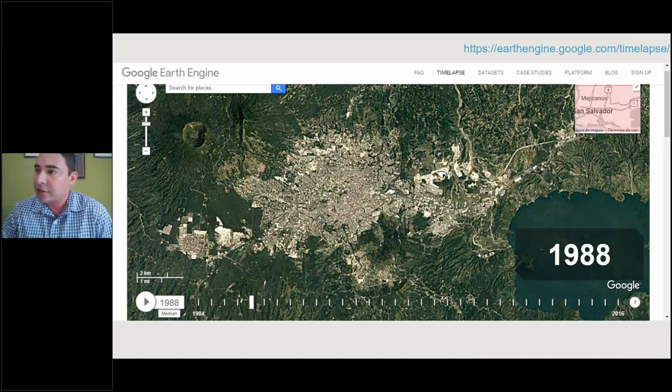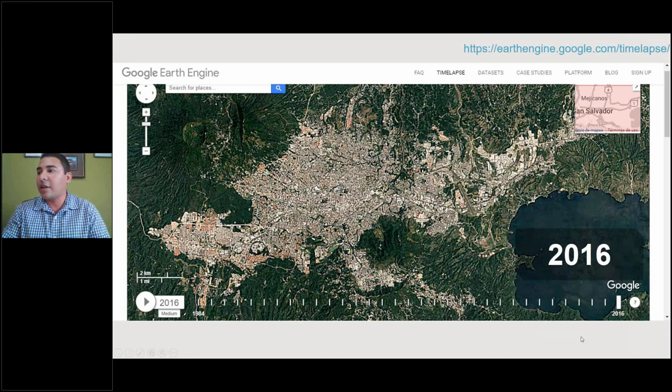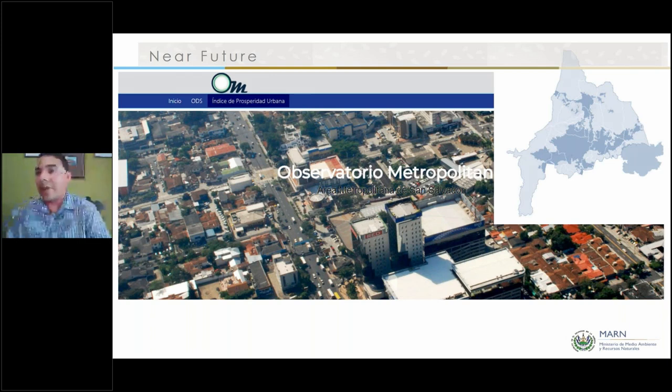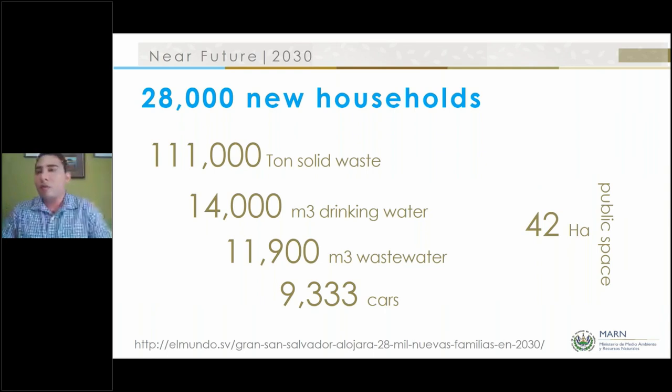What is the near future for us? Well, this is the image that you can see of the development of the country by 1980. And in the next slide, you can see what's the difference in just 30 years, in 2016. So according to the planning of the metropolitan area of San Salvador by the year 2030, in the next slide, you can see how we're going to have around 28,000 families. And annually, this group of people will generate around 111,000 solid waste, as well as they're going to consume around 11,900 cubic meters of drinking water.